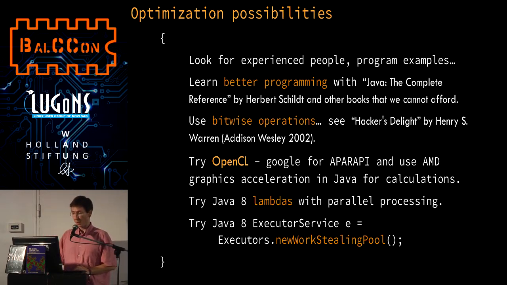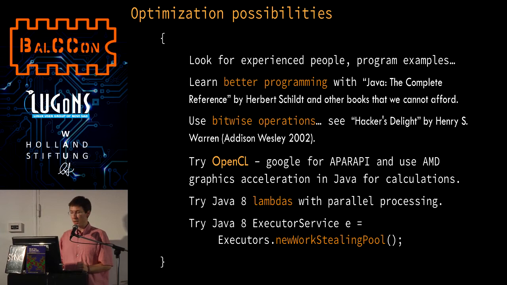Learn better programming. I have maybe 100 gigabytes of books, and they're all mostly poor quality. We cannot afford them, so beware. Maybe you won't have enough books. This one is pretty good, Herbert Schildt. It is available for sale in Serbia, in Novi Sad.